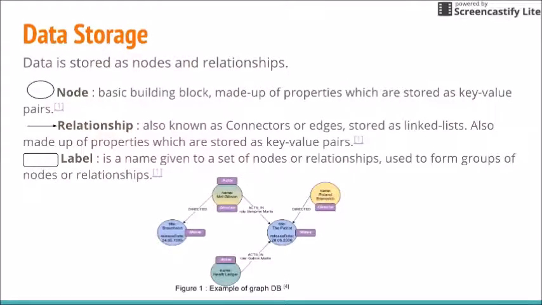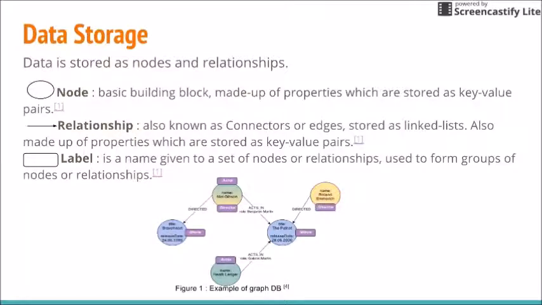Coming to how data is stored in Neo4j, as shown in the figure, we have taken a movie database which we also use for our application. As we can see, the elliptical shapes are the nodes in the graph database, which are the basic building blocks of any graph database, made up of properties, which are stored as key value pairs.